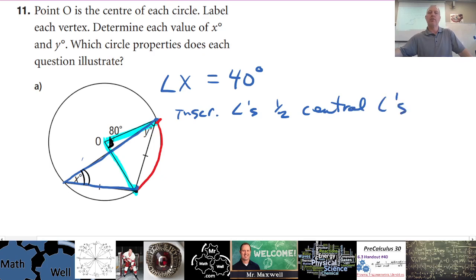And you can abbreviate the theorem. All right. Now, how do I get y? Y would be the same as x, right? Okay, so why would y be the same as x? And those triangles are the same.